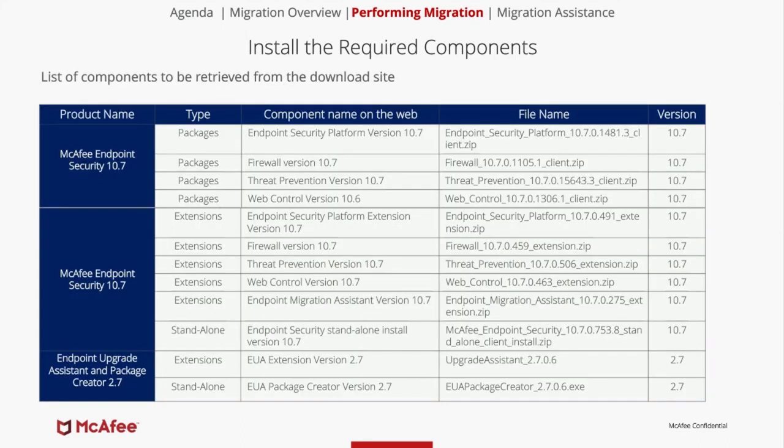For endpoint security specifically, this is a list of all of the files for the packages and extensions that you need. It's pretty straightforward from the download site. Just make sure that you select the packages filter when you're downloading the packages, and the extensions filter for downloading the extensions. And this is just an example of one specific version and all the files required for that, as well as for the Upgrade Assistant.